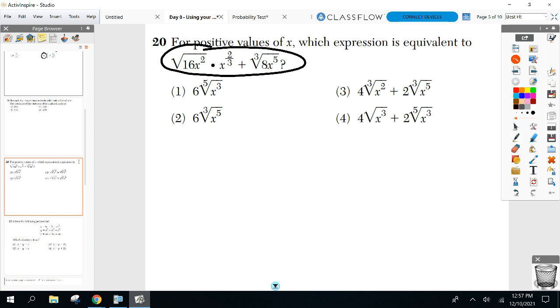What'd you guys end up getting? Choice 2? Yeah. There you go. Look at that. Everyone stored different numbers and we still got choice 2. Any questions, comments, concerns?